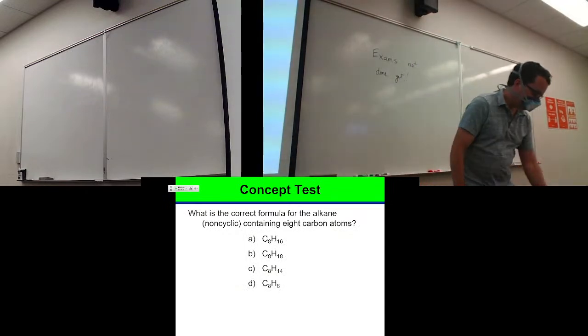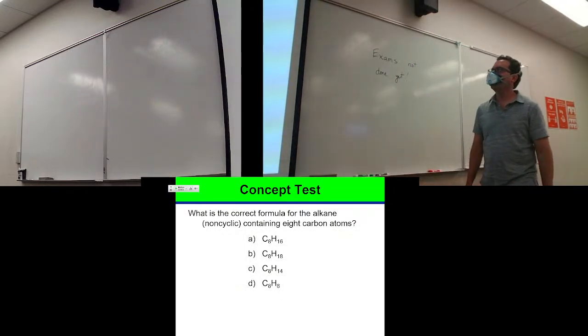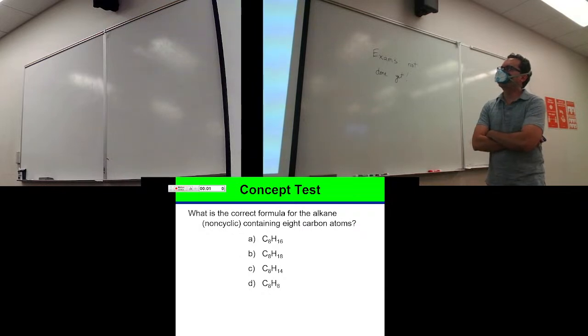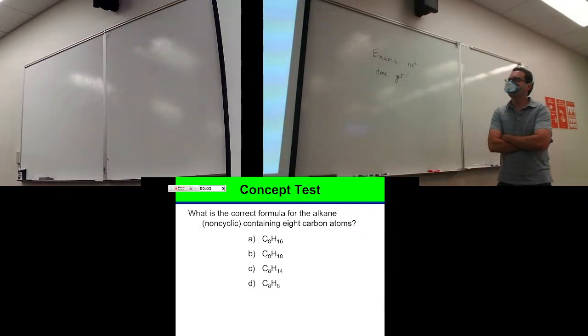So, which one's the correct formula for a hydrocarbon, an alkane, that contains 8 carbon atoms?